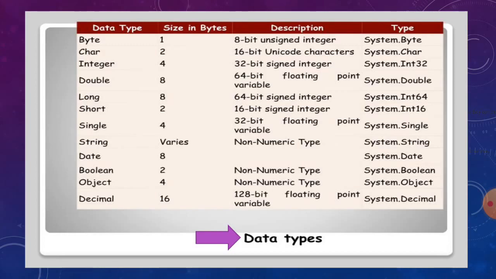String means it varies. So if you want to store 4 characters, it will store 4 bytes. If you want to store 10 characters, it stores 10 bytes, like that. Next, the Date data type stores 8 bytes. Boolean, true or false, the size of this particular Boolean type is 2. Now Object occupies 4 bytes in memory. And Decimal occupies 16 bytes in memory. So these are the different data types that are available in VB.